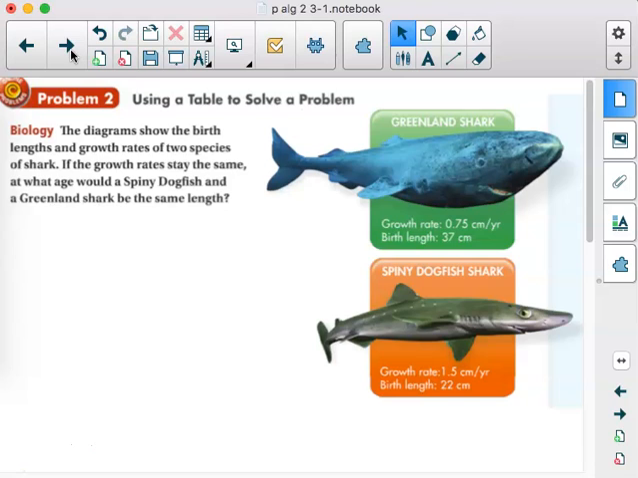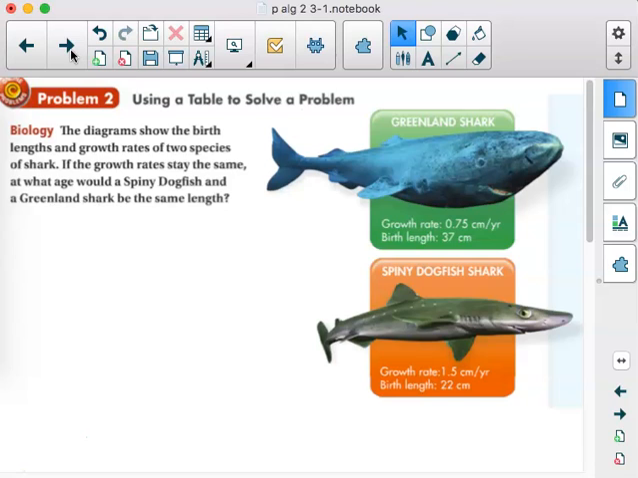And it says the diagrams show the birth lengths and growth rates of 2 species of shark. If the growth rates stay the same, at what age would a spiny dogfish and a Greenland shark be the same length?